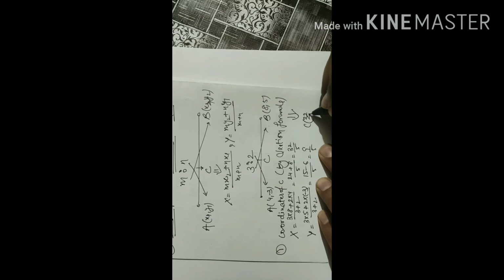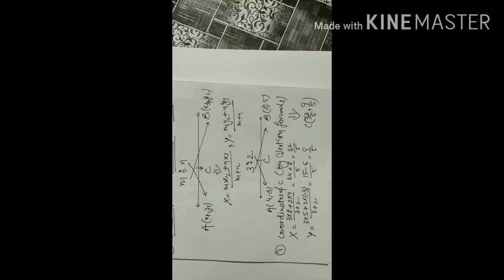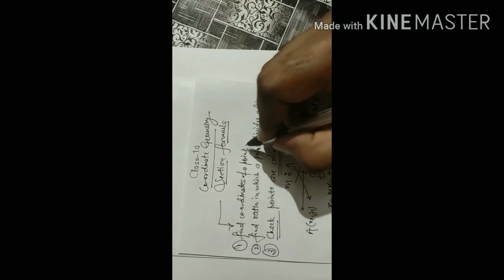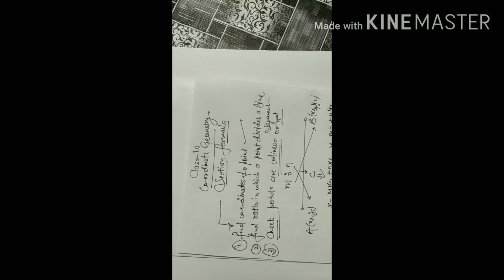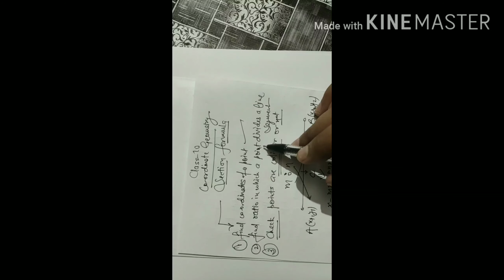This is the first use of section formula that we have discussed, finding the coordinates of a given point. The second use is to find the ratio in which a given point divides a given line segment. Look at this example. How can we calculate it? The question is given like this.